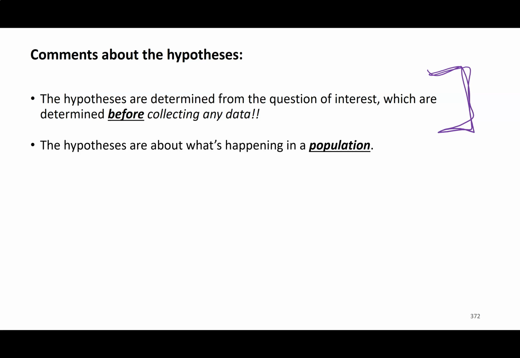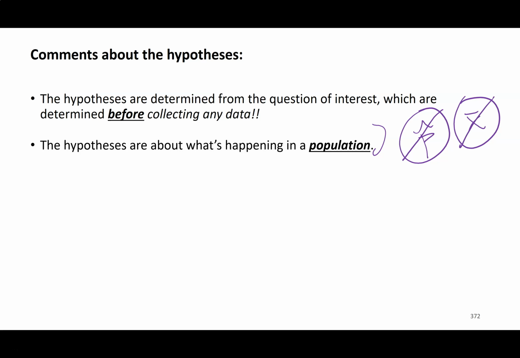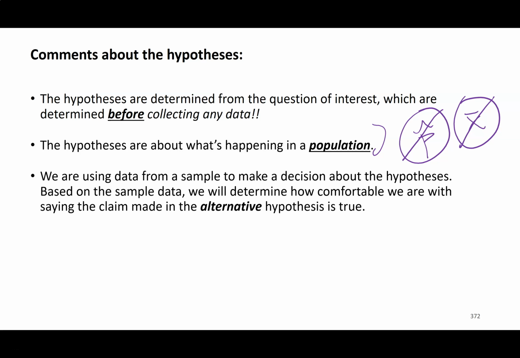And it's always about what's in a population. So never will you have anything like a p-hat or an x-bar. We will never have information that's about the sample in our hypotheses. Never. And then we will use data from our sample to test the hypotheses.